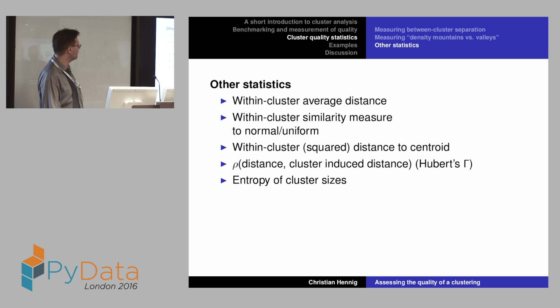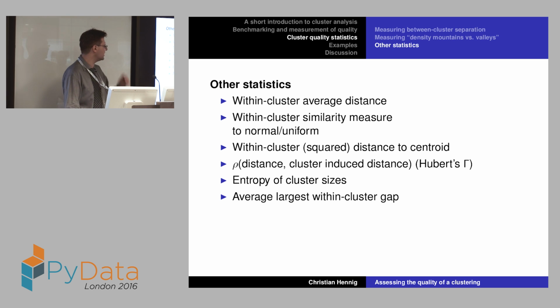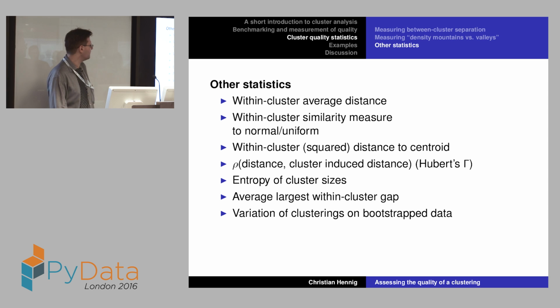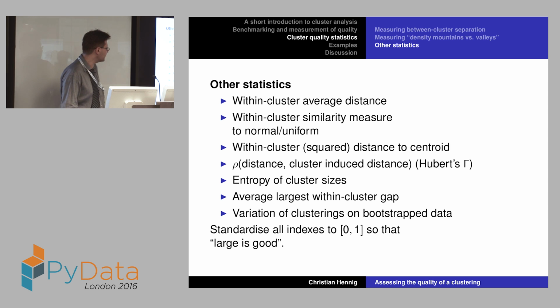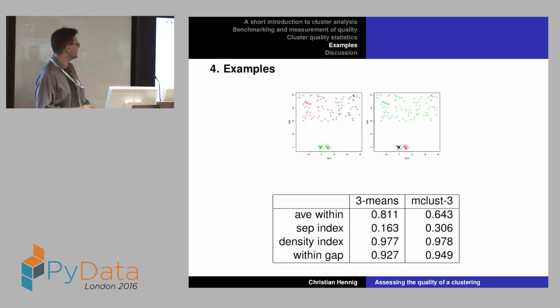We could look at the entropy of cluster sizes. We could look at the average largest within cluster gap. And we could, for assessing stability, look at the variation of clusterings on bootstrapped data sets. And that gives us a multidimensional characterization of cluster qualities. And then we standardize all indexes to the range 0 to 1 in such a way that large is good. So the numbers I will show you from now on are always to be interpreted in this manner. Large is good. So here are some examples. This is the data set, the artificial data set from before.